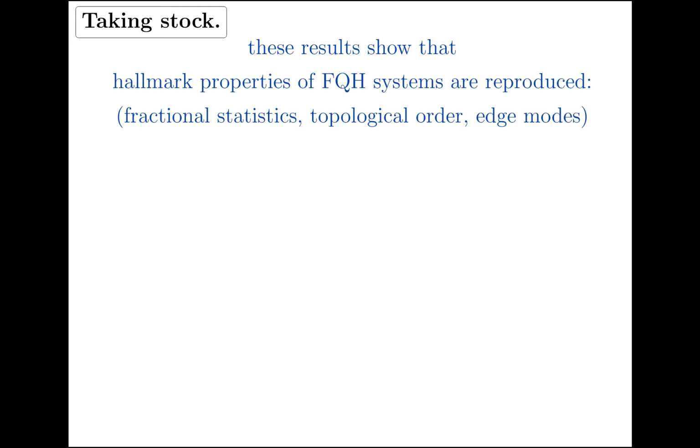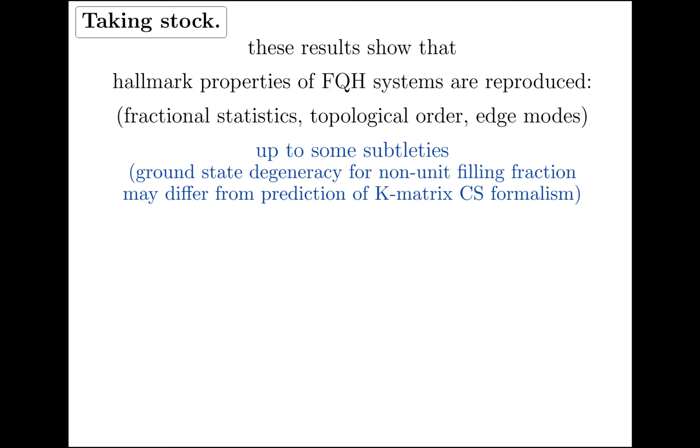Okay, so let's take stock so far, and then let's come to the main prediction, even though we just saw predictions already creeping in here. So these results show that the hallmark properties of FQH systems are reproduced: fractional statistics, topological order, and edge modes, up to some subtleties.